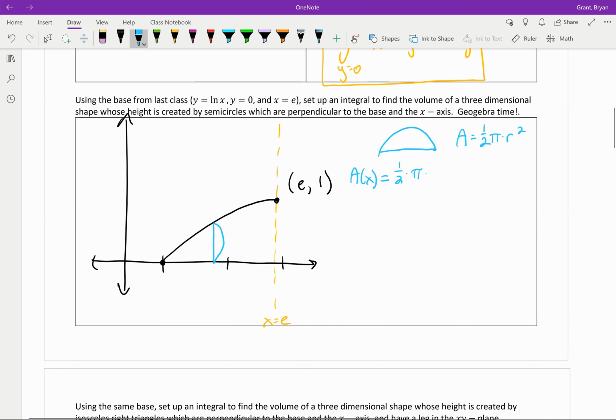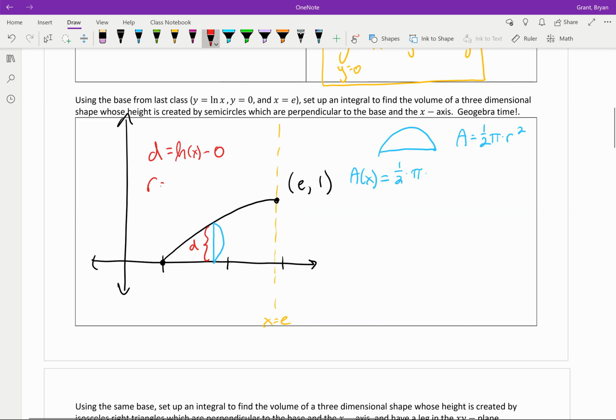Well, think about what this piece is down here. This piece is not the radius. This whole piece is the diameter. So let's at least start with the diameter. The diameter here is found by doing the top function, which is natural log of x, minus the bottom function, which is 0. Okay, that's not too bad, but how do we find a radius?